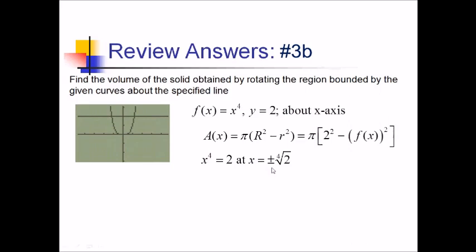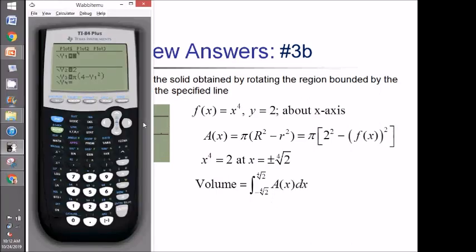So now my integral, I'm going to be doing the integral from negative fourth root of 2 to positive fourth root of 2 of, well, just this A of x formula that I just came up with. So A of x dx. Time for the calculator. So in my y equals, I actually defined a third function, y3, just to be this area function here, pi times essentially 4 minus f of x squared. So I just did y1 squared there.